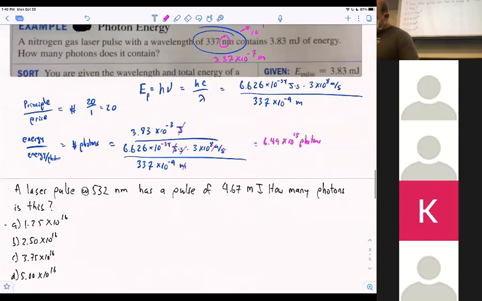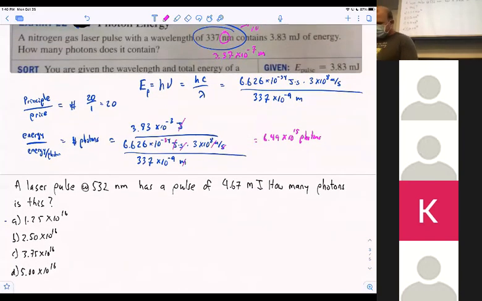All right, let's see if you can figure this one out. A laser pulse at 532 nanometers has a pulse energy of 4.67 millijoules. How many photons is this? So change the energy, change the wavelength, all else is the same. So h and c do not change. Speed of light doesn't change, Planck's constant doesn't change.